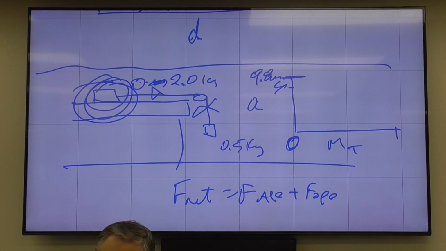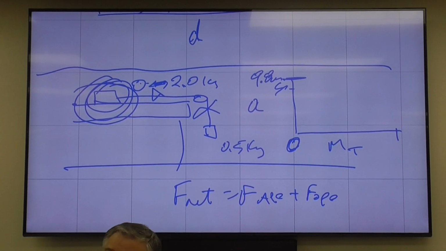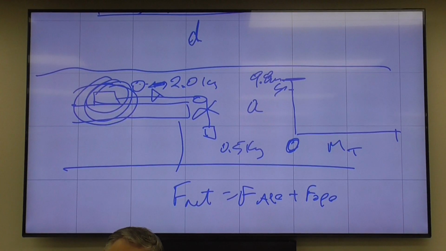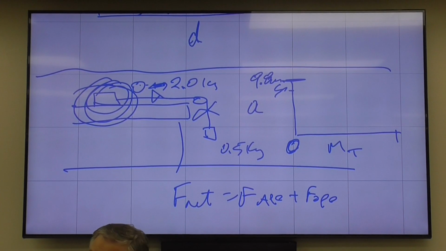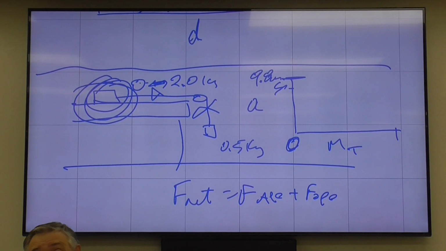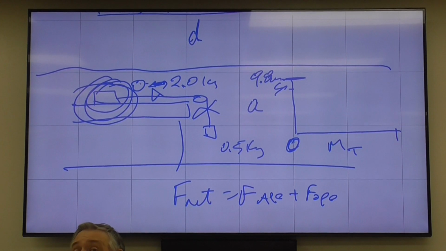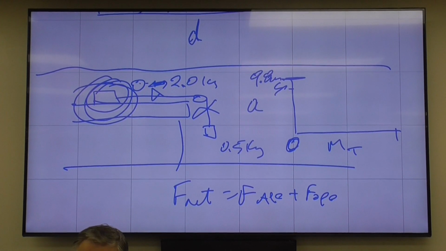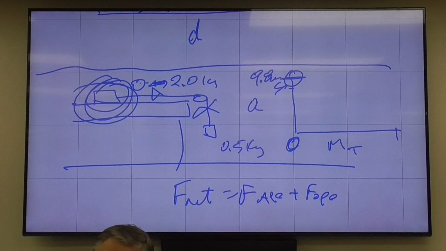What's the net force? Whatever the weight of the object is, which in this case would be 4.9 newtons. 4.9 newtons is acting on how much mass? Half a kilogram. So oddly enough, if I take 4.9 newtons and divide it by half a kilogram, I get 9.8 meters per second squared. Wow, how cool is that? Never talked about that before.